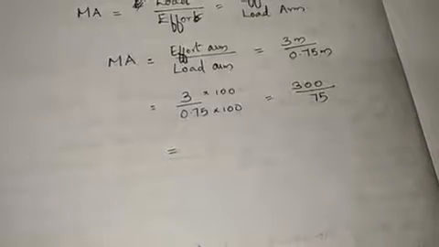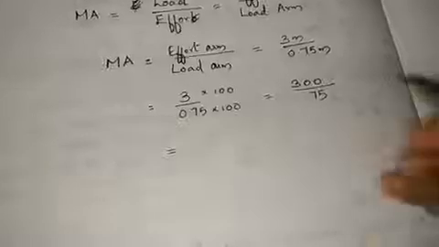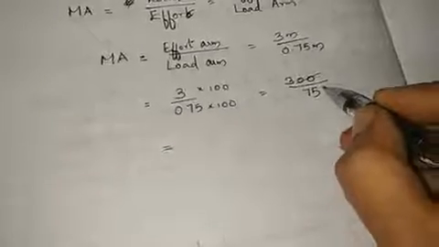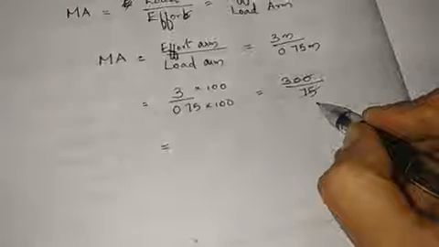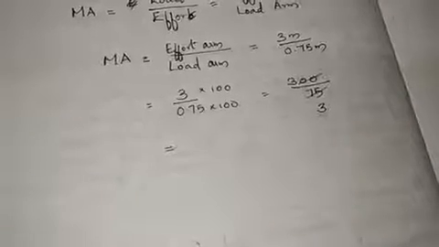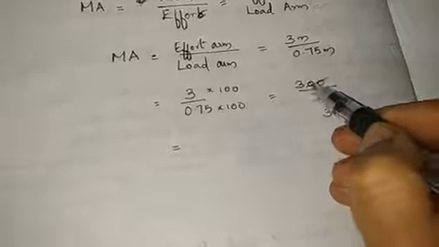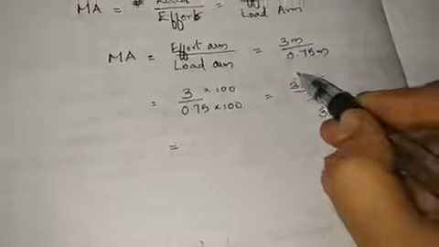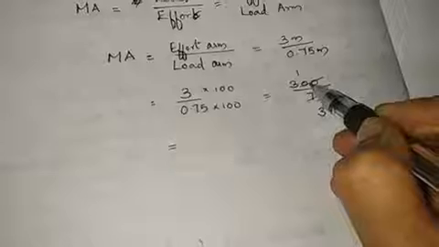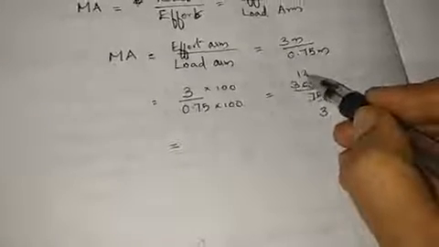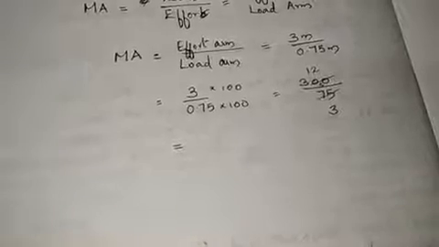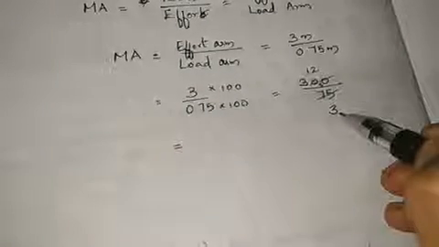Now 300 you can divide with the 75. We can cancel. Here in 75, how many 25s are there? 3 25s are there. In 30, how many 25? 1 25. Then balance 5. In 50, how many 25? 2 25s are there. Now we got 12 and 3.